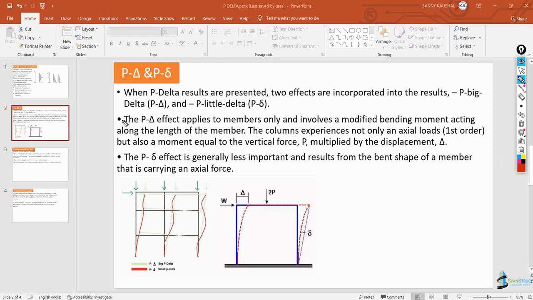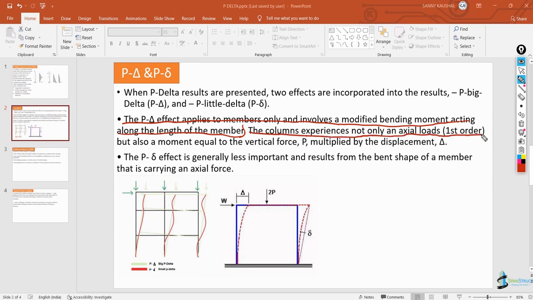Now if you look at the second point, the P delta effect applies to the member only and involves a modified bending moment acting along the length of the member. So the P delta effect applies to the member, and due to that it involves a bending moment acting along the length of the member. You can see the effect here in the form of the bending moment along the length of the member, where in our case also the bending moment was affected due to the P delta.